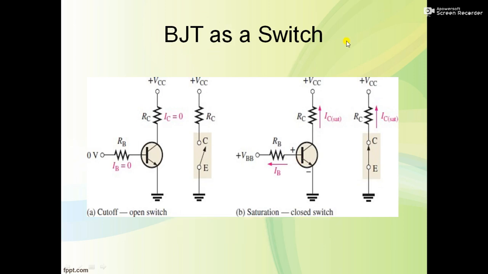Now the second application of the transistor is that the BJT is used as a switch. Switch means an on switch and an off switch. So already I discussed this in the previous slide.